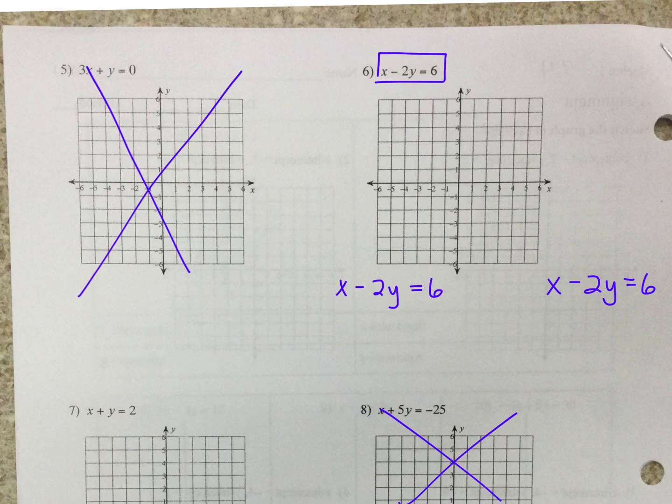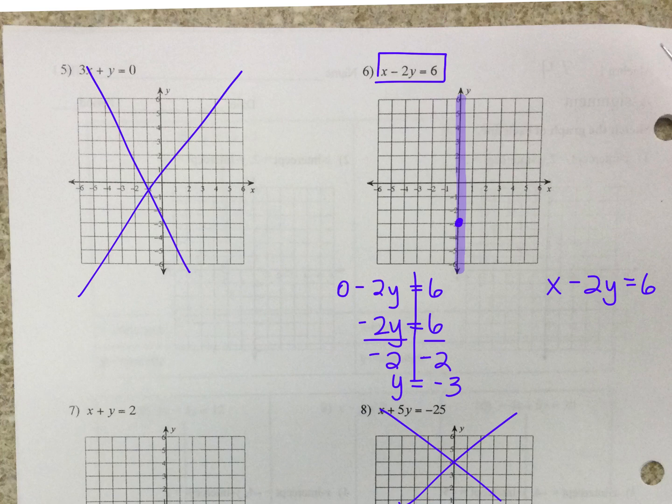In this first problem, I'm going to take away my x and make it a 0. All right? So 0 minus 2y is negative 2y equals 6. Divide by negative 2. Y equals negative 3. All right, the same thing we did on the other side. This is my y line. I need to put a dot on negative 3. Perfect.